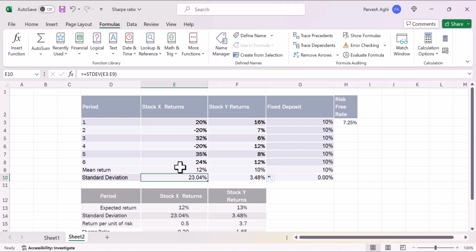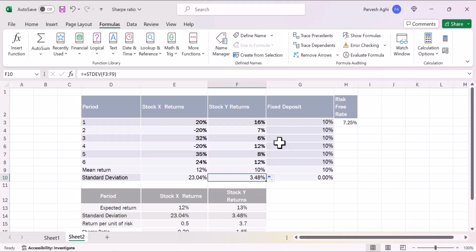Now, the second piece of information before you make a decision is the standard deviation. How volatile is the stock? The more volatile, the more risky it is. So you look at standard deviation, so you calculate standard deviation. I've used the formula here. So standard deviation is 23%. Look at the formula there. And here it is 3.4. So which is more volatile, stock X or stock Y? X is more volatile.